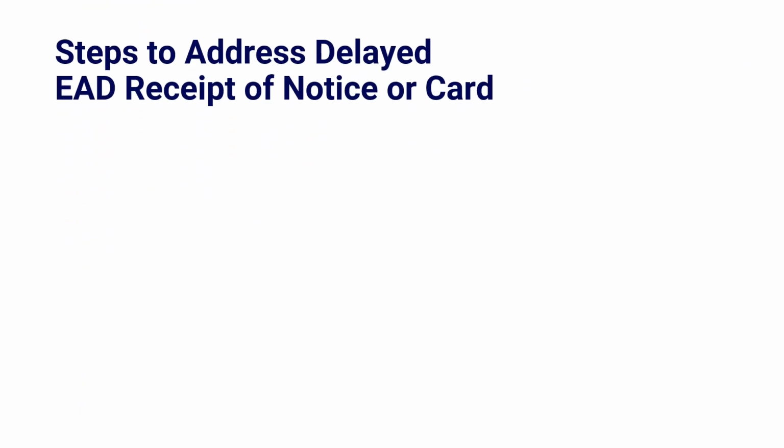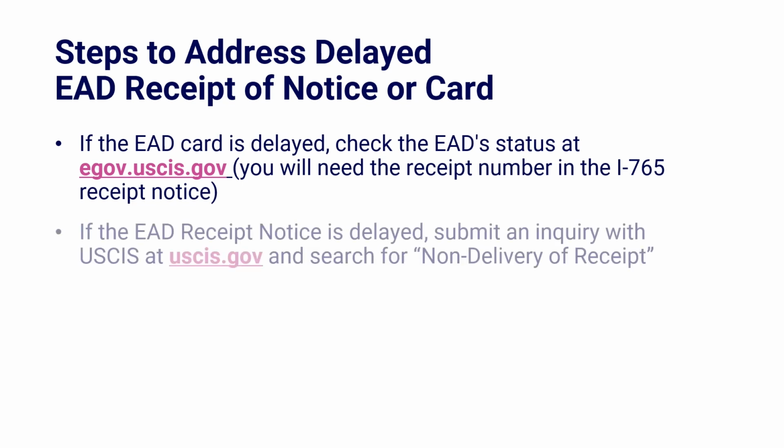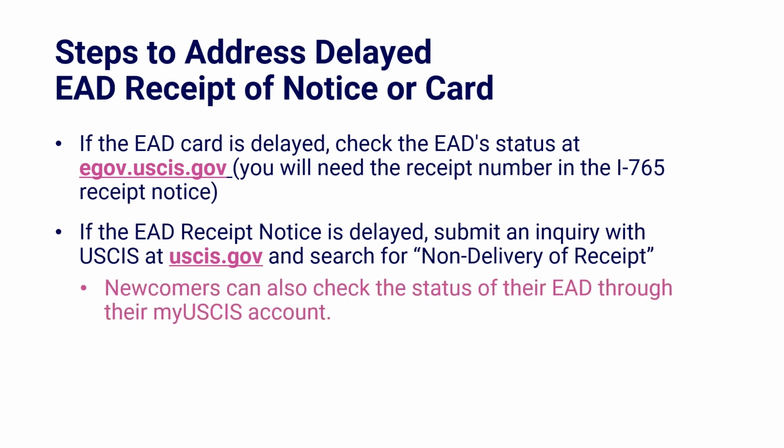If the EAD card is delayed, check the EAD status at egov.uscis.gov. You will need the receipt number that can be found on the I-797 receipt notice. If the EAD receipt notice is delayed, submit an inquiry with USCIS to check the status of the EAD at uscis.gov and search for non-delivery of receipt on the website. Newcomers can also check the status of their EAD through their MyUSCIS account.